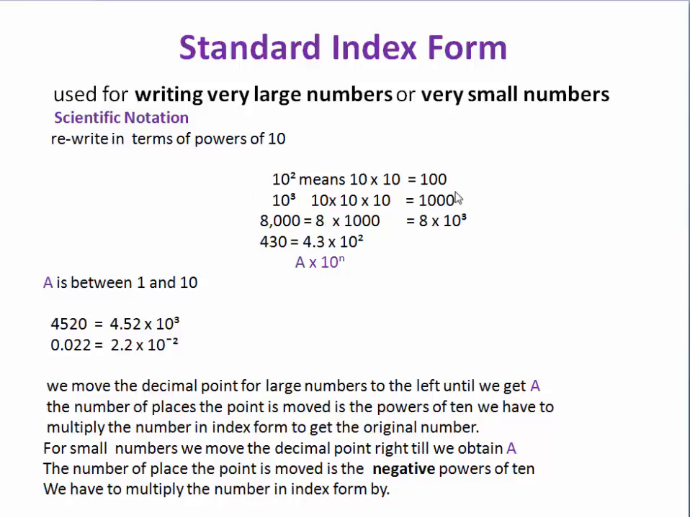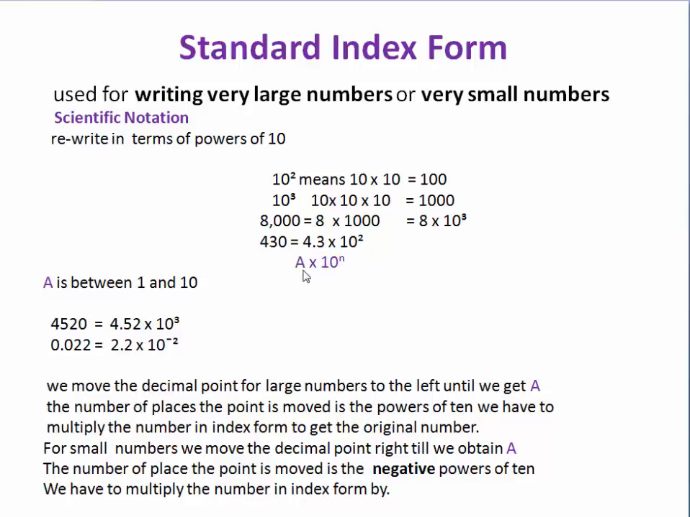So let's just go over what we mean by powers of 10. 10 to the power of 2 means 10 times 10, which is 100. 10 to the power of 3 means 10 times 10 times 10, which is 1000. So if we wanted to write 8000 in terms of powers of 10, it would be 8 multiplied by 1000, and our 1000 was 10 to the power of 3, so this becomes 8 times 10 to the power of 3.